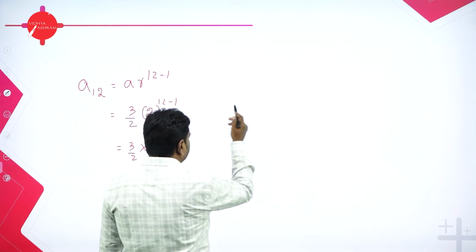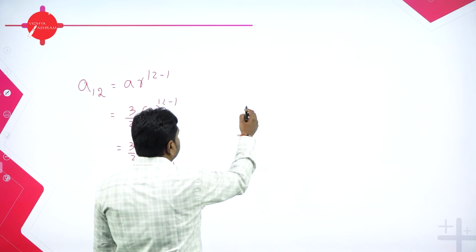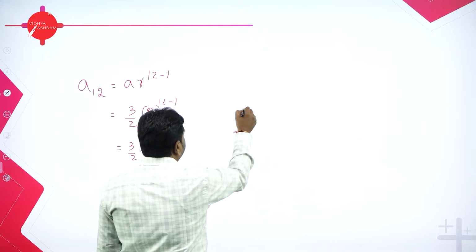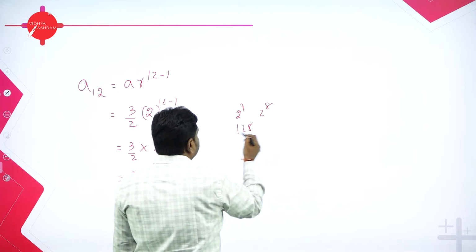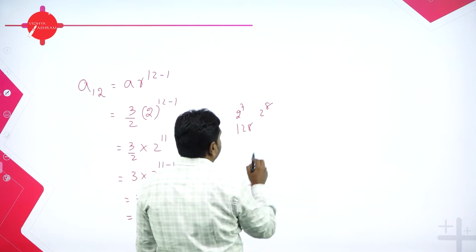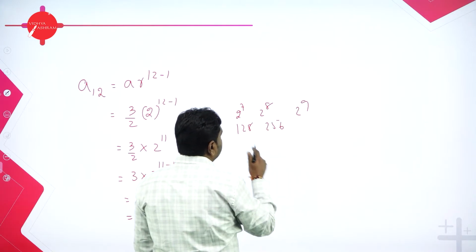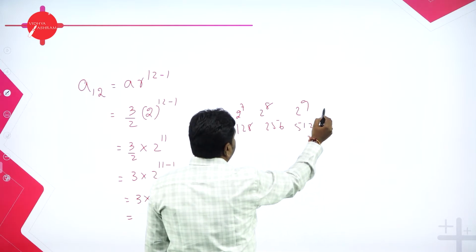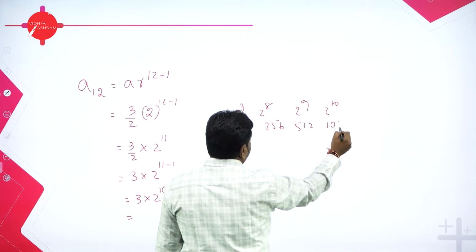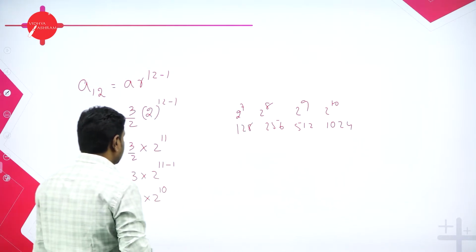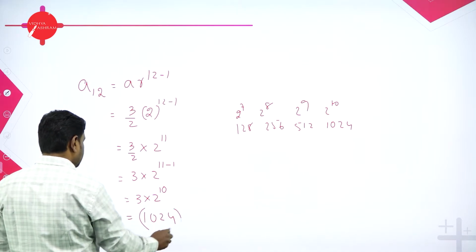Again 2 power 6 is 64, 2 power 7 is 128. 128 into 2 will become 256. 256 into 2, so keep multiplying, 512. 512 into 2 is 1024. So now 1024 into 3.